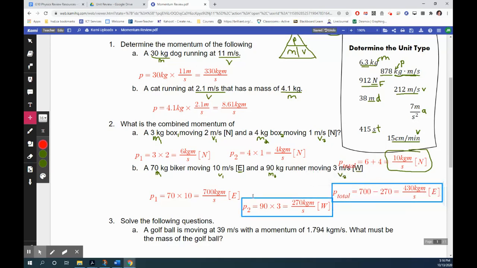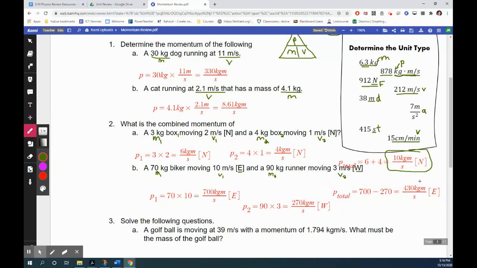Okay, so we took the two, we added them together, and our final answer is this. East was bigger. The 700 was east, and so our final answer has to be east. So there we go. If we have multiple moving objects, we have to take the sum of them. If they're in the same direction, we add them together, like the first 2A, and if they're in opposite directions, we subtract them, like 2B. This will get you going on a lot of tough momentum questions if you can get this straight.